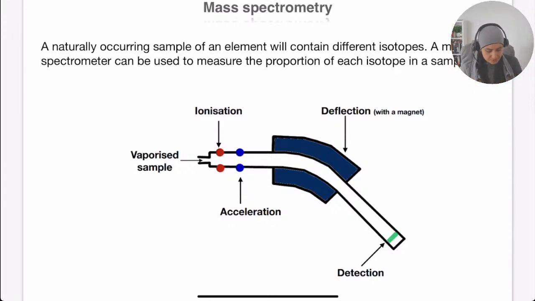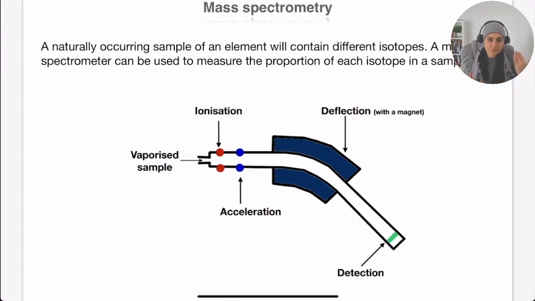And finally, your deflected particles would reach the detector. The detector is just a plate, and when the positively charged particles hit the detector, they pick up electrons, and this creates current. So the flow of electrons in the detector is electric current, and obviously, the bigger the current you have, the more particles of that mass hit the detector.